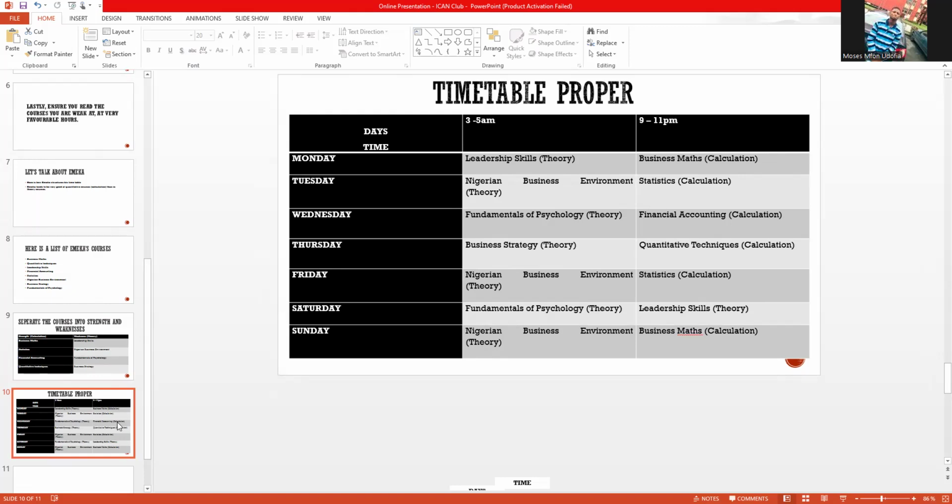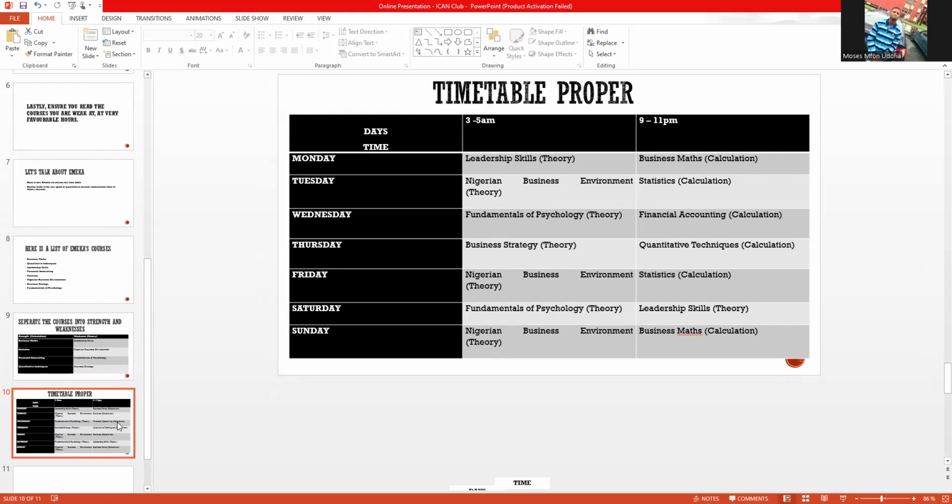If you look deep, you will see that he has allocated more time to the theory courses than to the calculation courses. For instance, we only have 5 times when he reads calculation courses in a week, and we have more than 7 times where he reads these theory courses. As you can see, he reads these theory courses twice in a week per course, but for the calculation course, he just reads it once in a week. So you see how he has allocated his timetable.